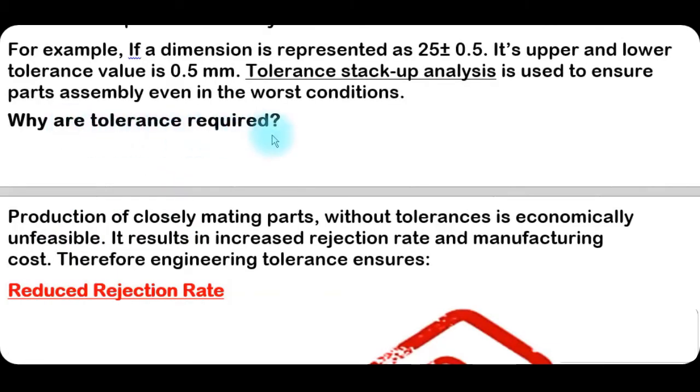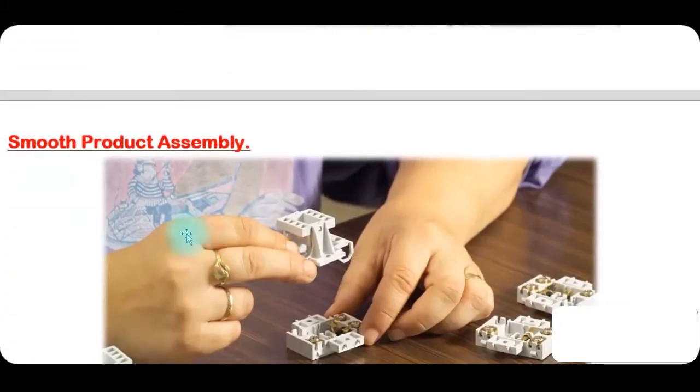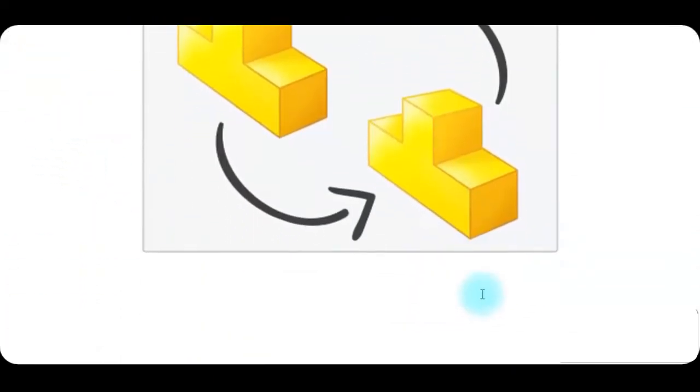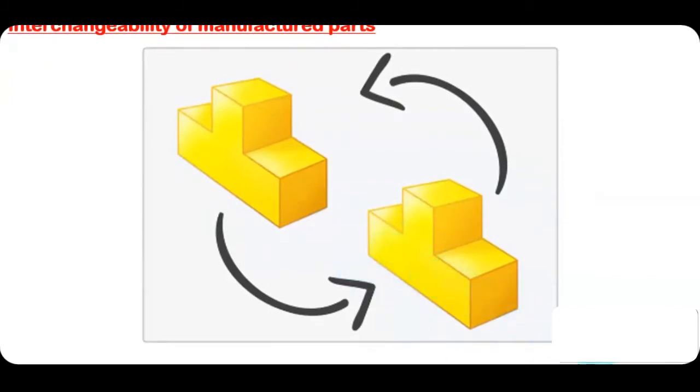Why is tolerance required? Production of closely mating parts without tolerance is economically unfeasible. It results in an increased rejection rate and manufacturing cost. Therefore, engineering tolerance ensures a reduced rejection rate, smooth product assembly, and interchangeability of manufactured parts. Interchangeability means parts are made to a specification that ensures that they are so nearly identical that they will fit into any assembly of the same type.